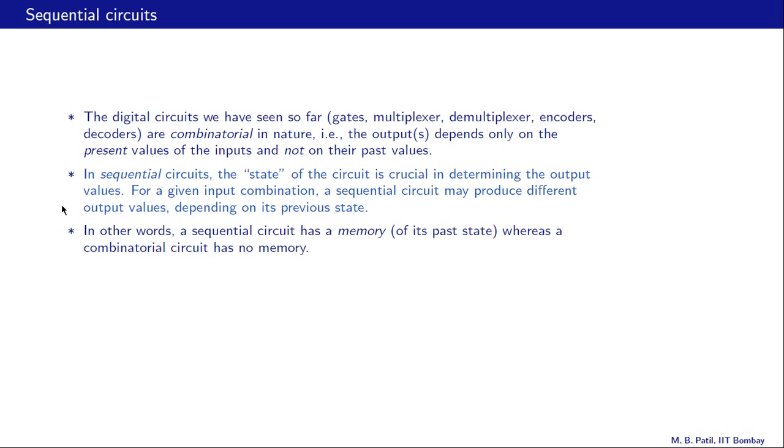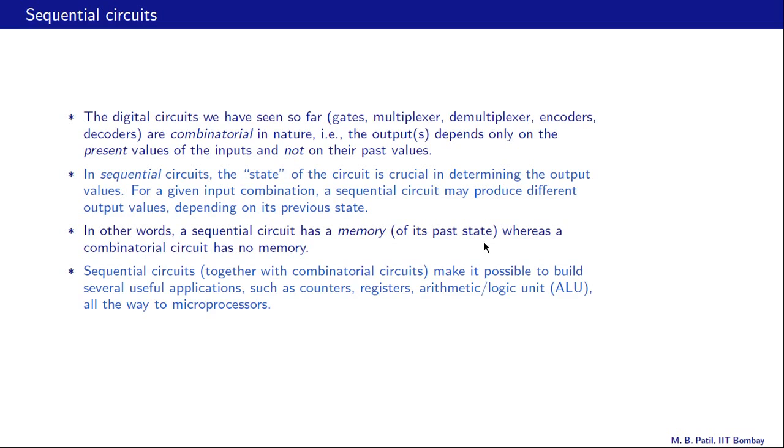In other words, a sequential circuit has a memory of its past state, whereas a combinatorial circuit has no memory, and that is the big difference between the two. And finally, sequential circuits together with combinatorial circuits make it possible to build several useful applications such as counters, registers, arithmetic logic unit or ALU, going all the way to microprocessors.